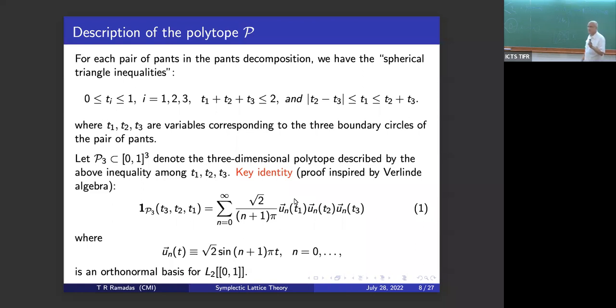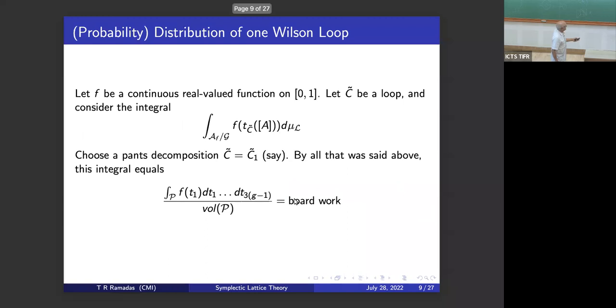This is the identity that makes computations tractable. And once this identity is shown to you, it is not difficult to derive, but the most efficient derivation is done using some analogy with the Weyl algebra for SU2. I leave that as a sort of teaser.